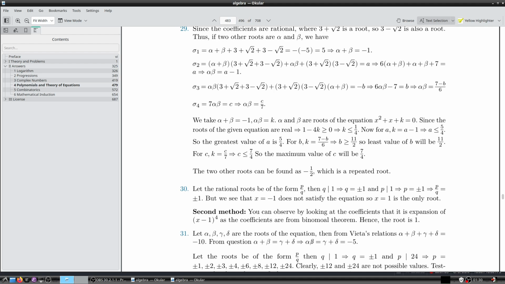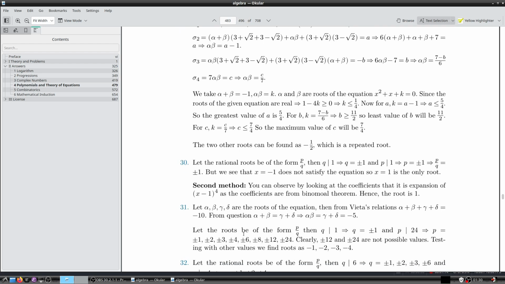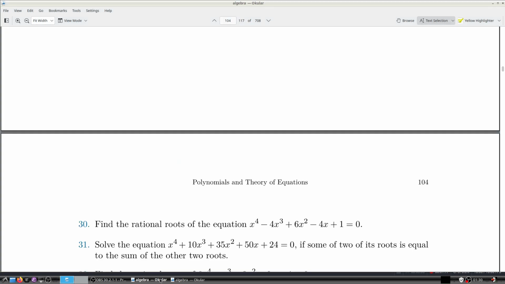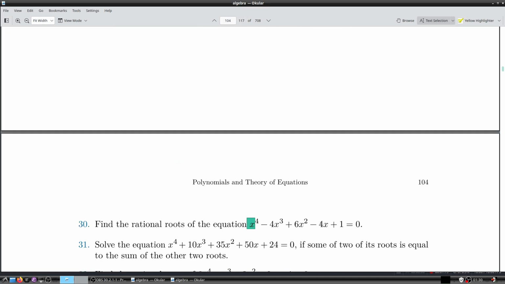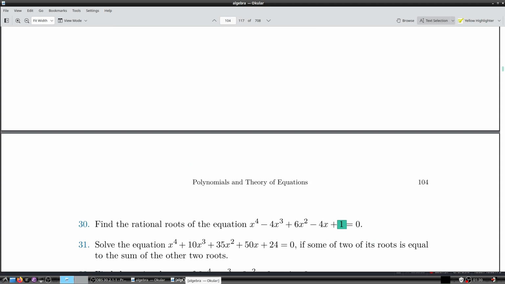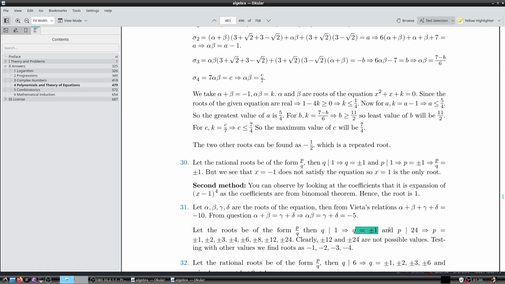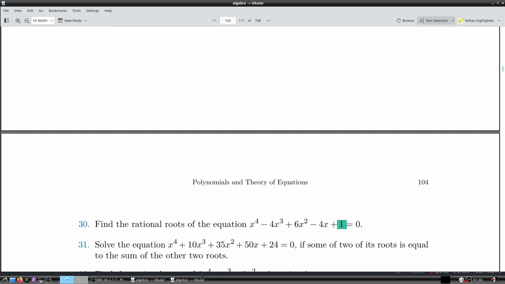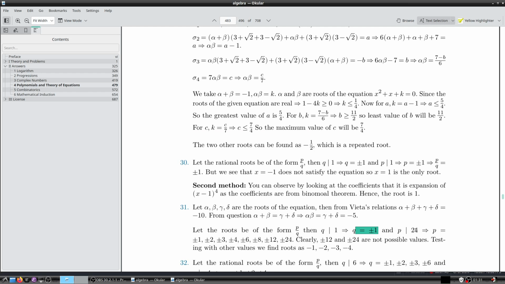That means there should be a plus in between here. That is, alpha plus beta is equal to gamma plus delta is equal to minus 5. Now we let the roots be of the form p by q. Then you see this coefficient is 1 and this constant term is also 1. So q must divide 1. So q will be plus minus 1 and p must divide 24. There is a mistake here. Sorry, I was looking at the wrong equation. This coefficient is 1 and this constant is 24. So p must divide 24.